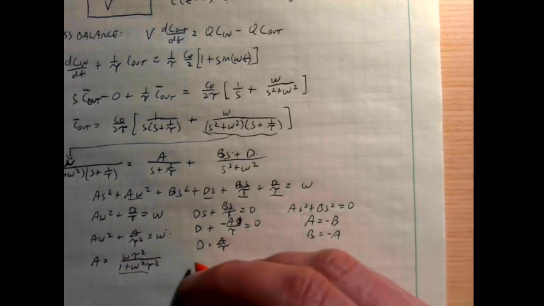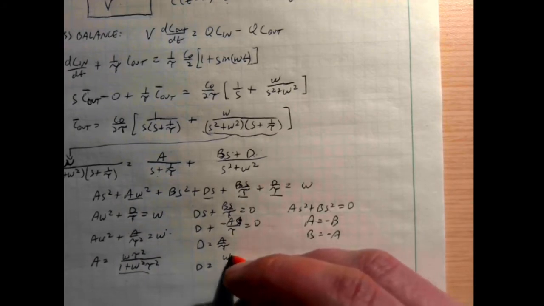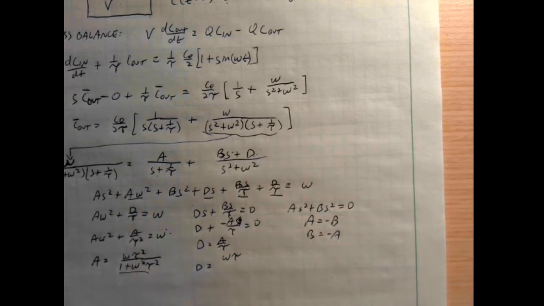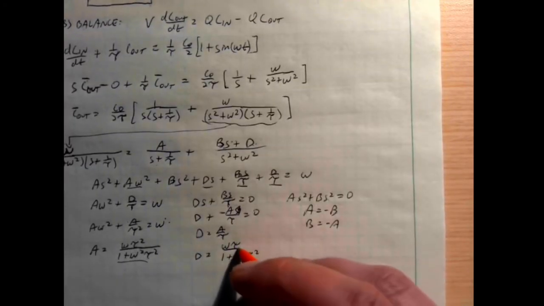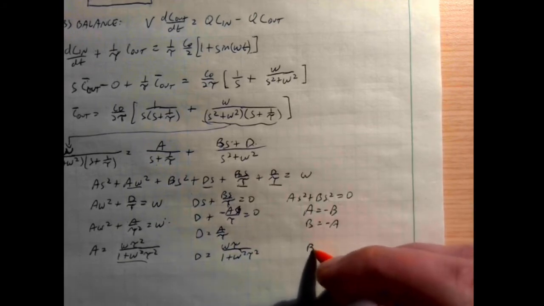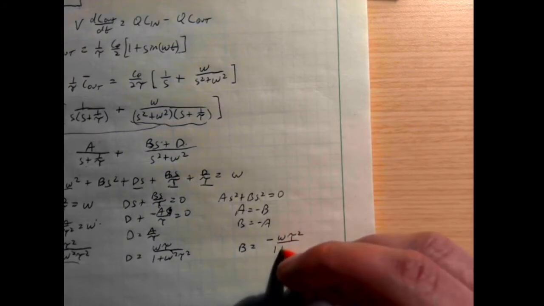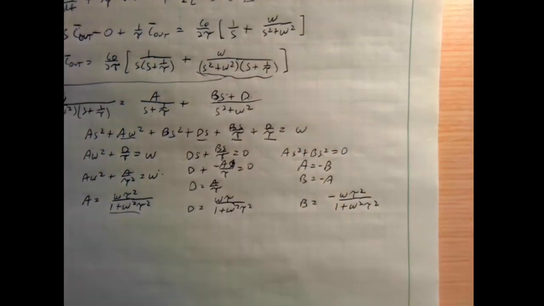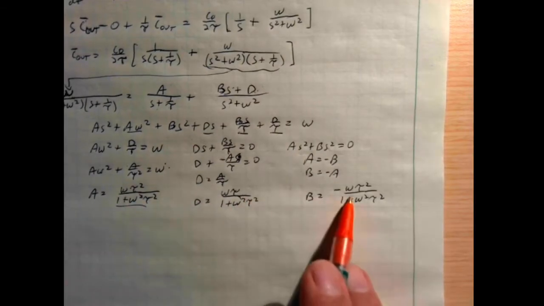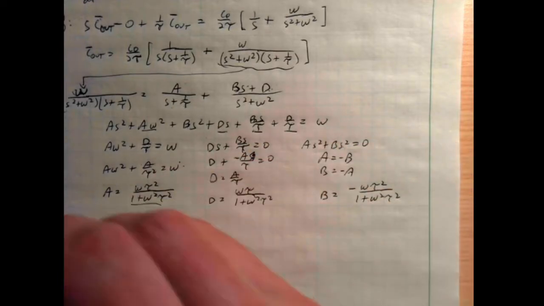And then d is a over tau, so that means that d has got to be equal to omega times tau. I lose this 1 squared term, and I keep the denominator. And then b is going to have to be negative omega tau squared over 1 plus omega squared times tau squared. Okay. So from there, now I've done my partial fraction decomposition.